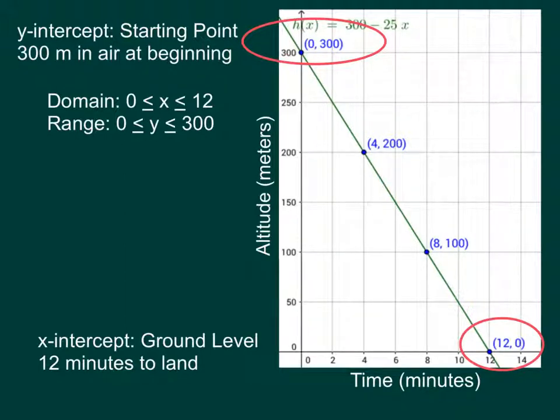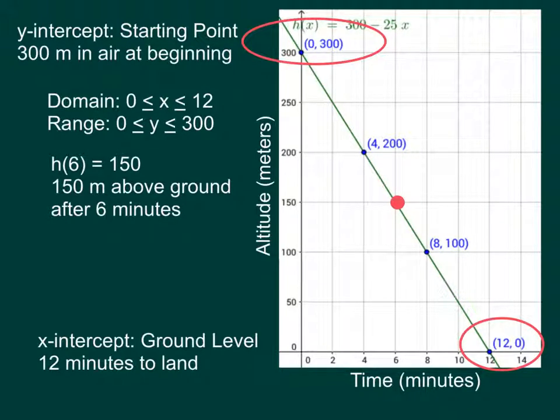There are other things we can look at too here. We could look at a particular point on the graph. By looking at this point here, which has the coordinates 6, 150, what we could really say is that h of 6 equals 150. That means the plane is 150 meters above the ground after 6 minutes.